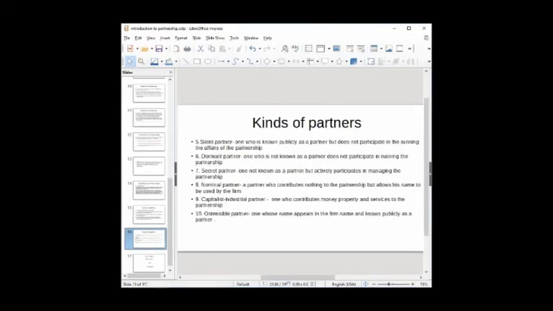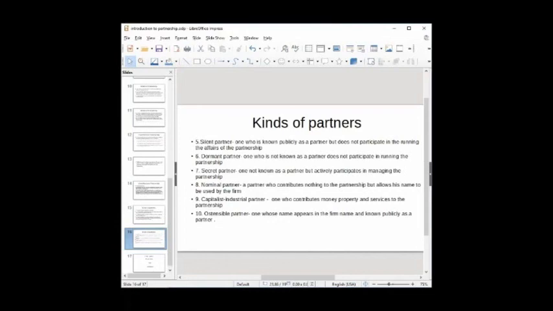Another kind of partner is the silent partner, the one who is known publicly as a partner, but does not participate in running the affairs of the partnership. Another kind of partner is the dormant partner, one who is not known as a partner and does not participate in running the partnership. While a secret partner is one not known as a partner, but actively participates in managing the partnership.